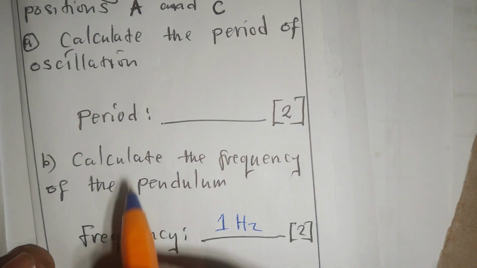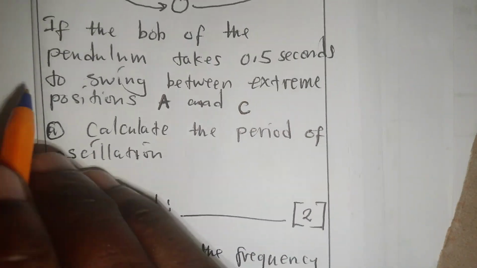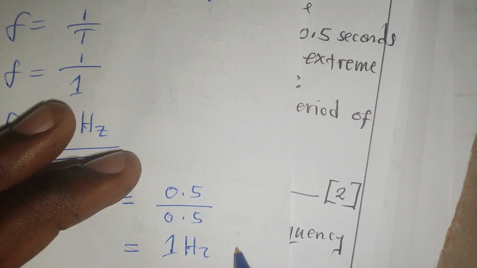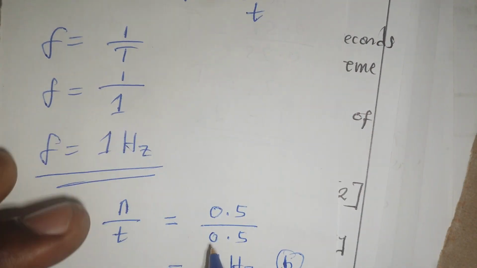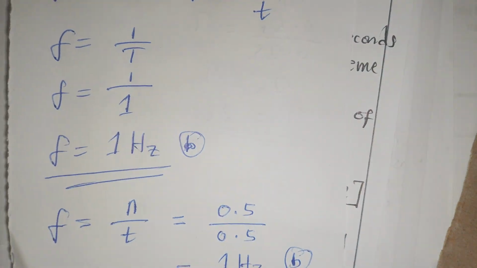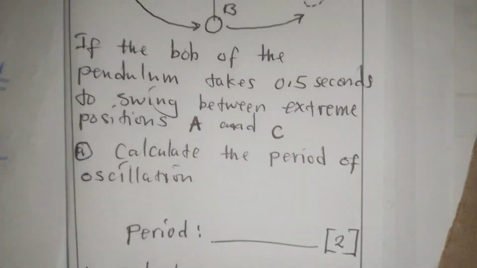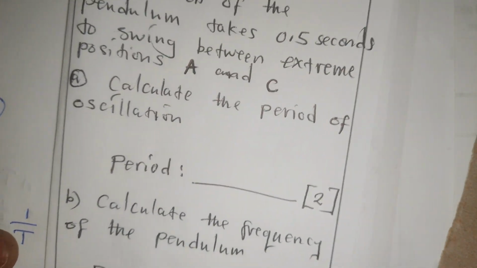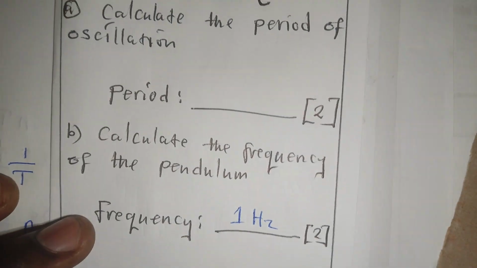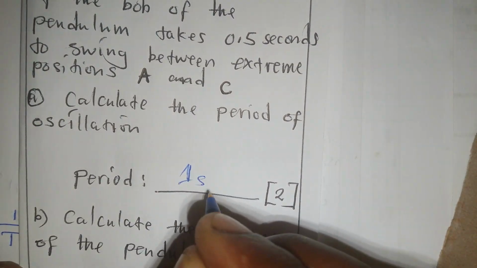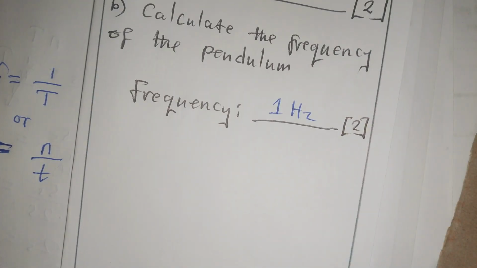Then you come to period. Period we found for this one is your B. Whichever you are going to use, you find the same answer. So frequency is 1 hertz. Then period we also found 1 second. So once you reach here, you are done.